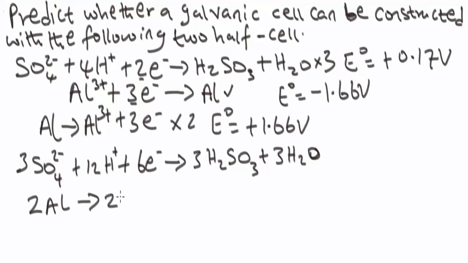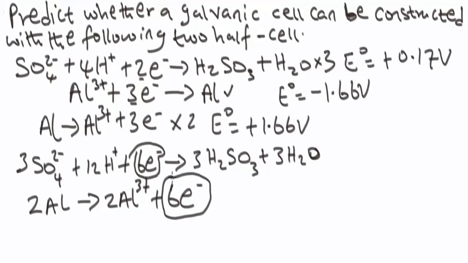Whereas for the oxidation half cell, if you multiply by 2, you're going to have 2 aluminium yield 2 aluminium ion plus 2 times 3, 6 electrons. So you can see now the electrons are balanced, 6 and 6. Note that this multiplication will not affect the electric potential values here and here. Alright, so we can now go ahead and find the cell potential.